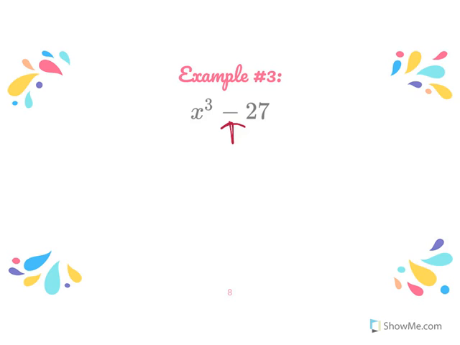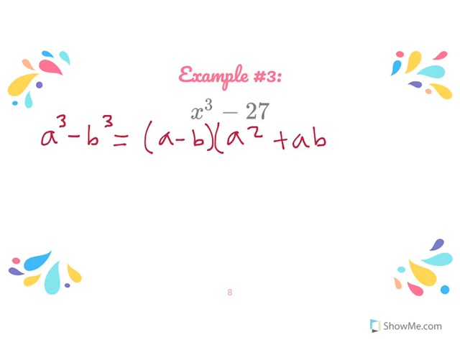So my formula, let's actually write this out so you guys can be familiar with it: a to the third minus b to the third. That's the case that we have here, a difference of cubes. We're always going to have a minus b times a squared, whatever that first term is squared, plus ab, first term times last term, plus our last term squared, which is b squared.